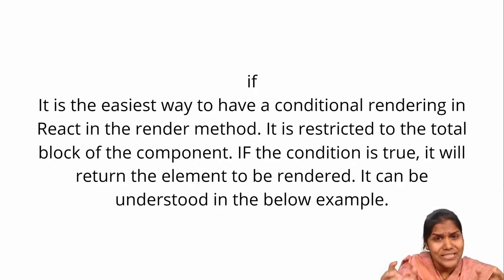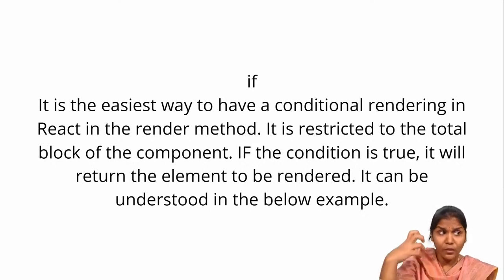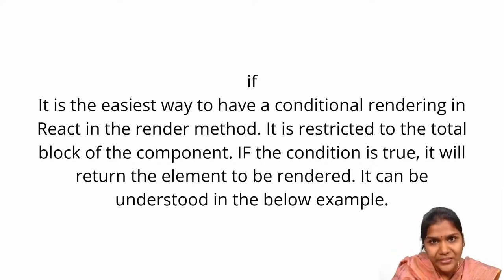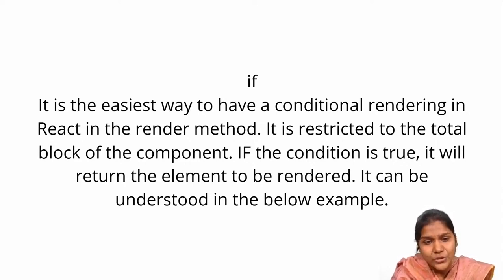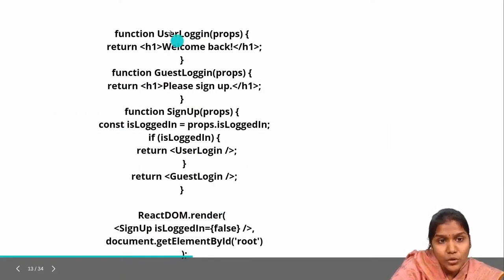We know the basic functionality of an if statement, right? An if statement will display my output only when the given condition is true. Once the given condition is false, it doesn't display any output. That's the speciality of the if statement. It is the easiest way to have conditional rendering in React. In the render method, it is restricted to the total block of the component. If the condition is true, it will return the element to be re-rendered. It can be understood by the following example. How is the if statement going to work?